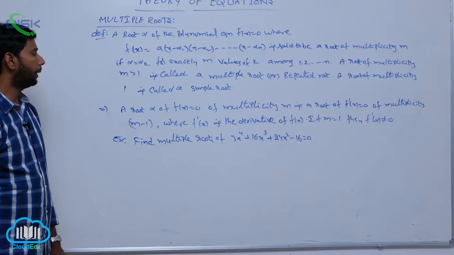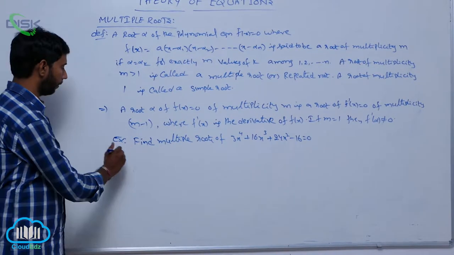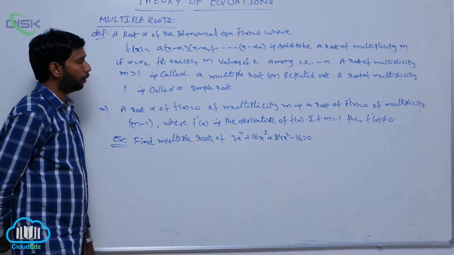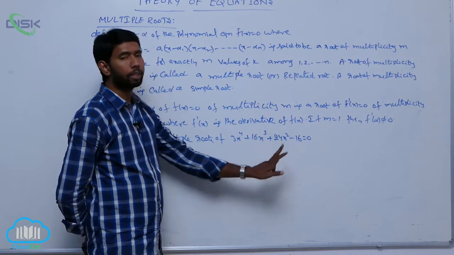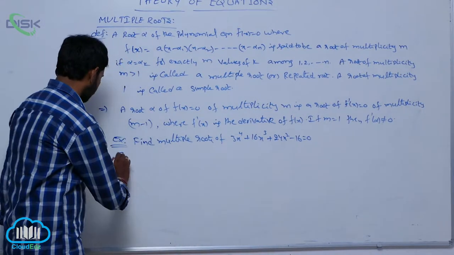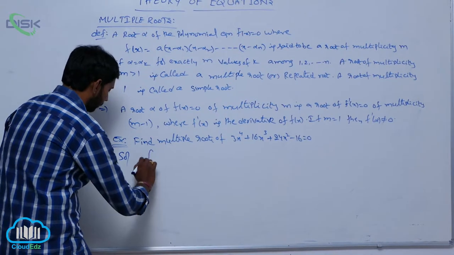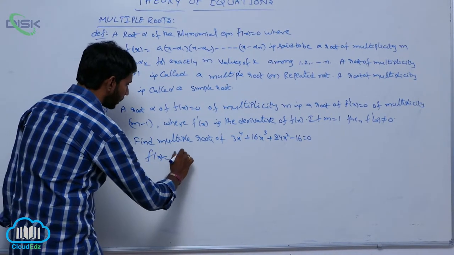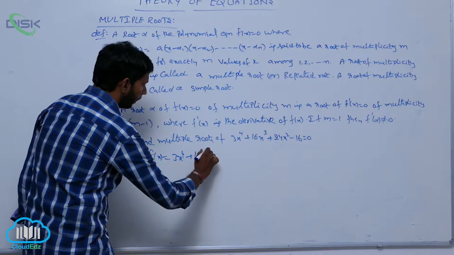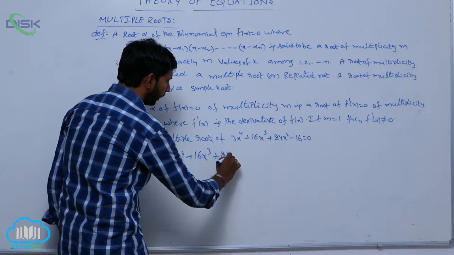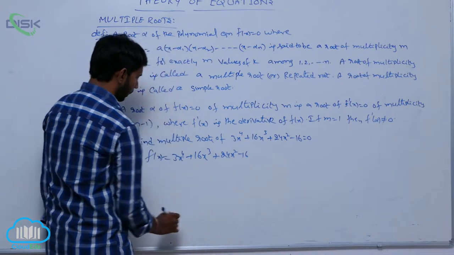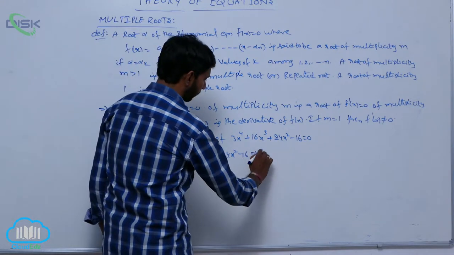A good example for the multiple roots. Find the multiple roots of the equation 3x power 4 plus 16x cube plus 24x square minus 16. Consider f of x is equal to 3x power 4 plus 16x cube plus 24x square minus 16. Then find f dash x.